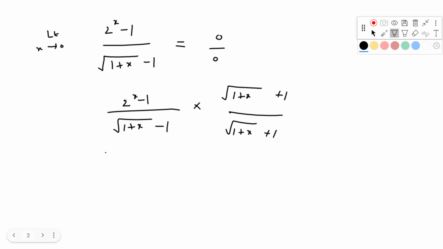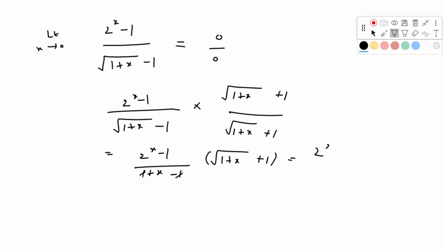Now what you have to do? Simple, 2 power x minus 1, right? Here root over 1 plus x minus 1 into root over 1 plus x plus 1 gives root over 1 plus x whole square. The square root gets cancelled, 1 plus x, right? So here minus 1 plus 1 get cancelled. See, 2 power x minus 1 over, the denominator is 1 plus x minus 1, and here this one, root over 1 plus x plus 1, right? So 1 gets cancelled.